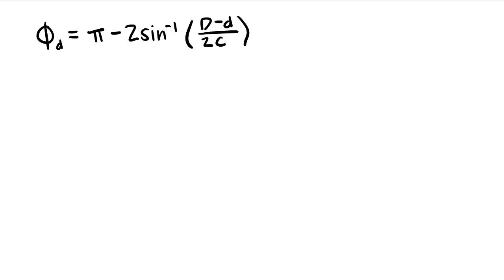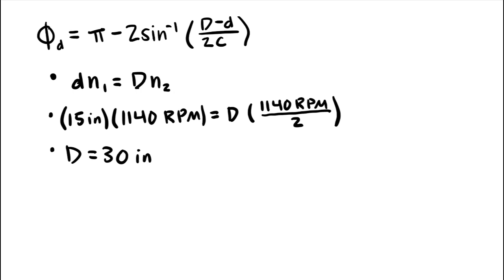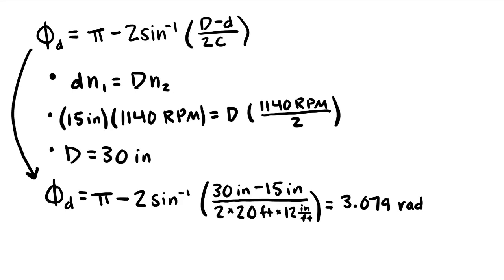Before applying the no-slip equation, we also need to find the angle of wrap phi. Here, capital D is the diameter of the larger pulley, and lowercase d is the diameter of the smaller pulley, and C is the center-to-center distance between the shafts. It's also important to note that this formula gives phi in radians, not degrees, so we need to make sure we are working in radians for this calculation. We find capital D by knowing that the large pulley spins at half the speed of the small pulley. This means the large pulley must have double the diameter, or 30 inches. Substituting into the formula and simplifying, we find that phi equals approximately 3.017 radians.